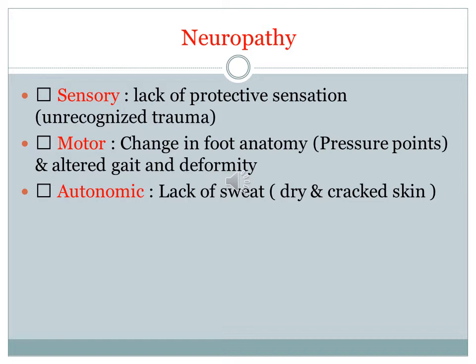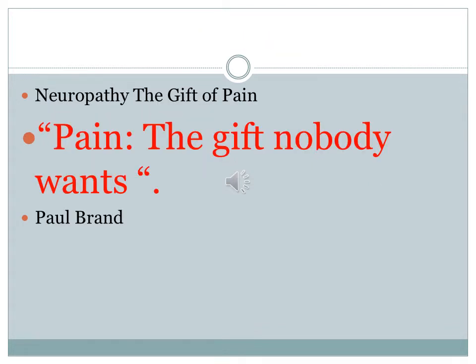It is very important to understand what neuropathy is and how neuropathy plays a role in developing foot ulcer. You have to know that neuropathy can be sensory, with lack of protective sensation; motor, with change in foot anatomy, pressure points, altered gait and deformity of the foot; and even autonomic, with lack of sweat, dry and cracked skin. Pain, the gift nobody wants. Keep this in your mind in treating patients with diabetic foot ulcer.